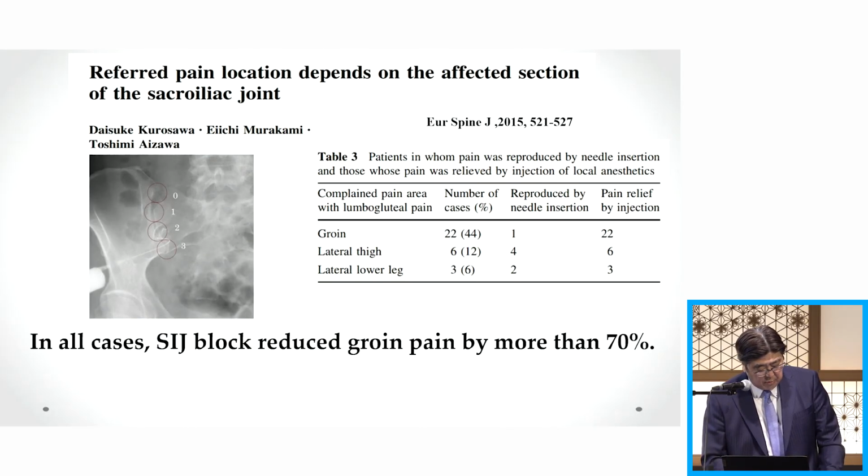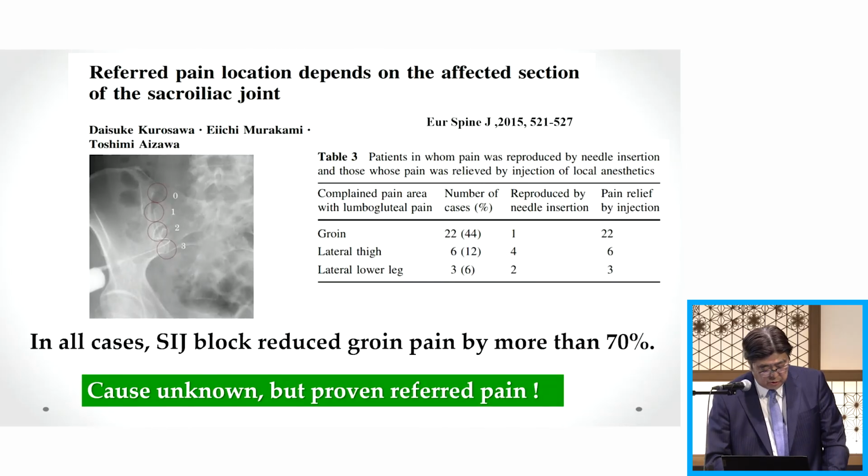Dr. Kurosawa divided the SIJ into 4 zones and performed injection. In all cases, SIJ block reduced growing pain by more than 70%. Although the cause remains unknown, it was being proven to be a referred pain.